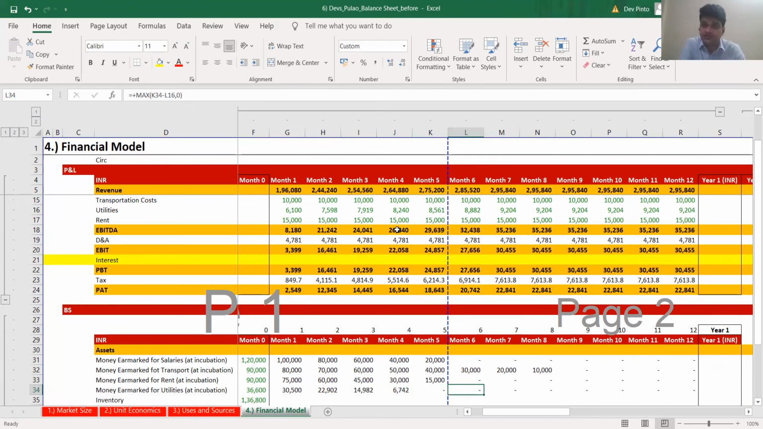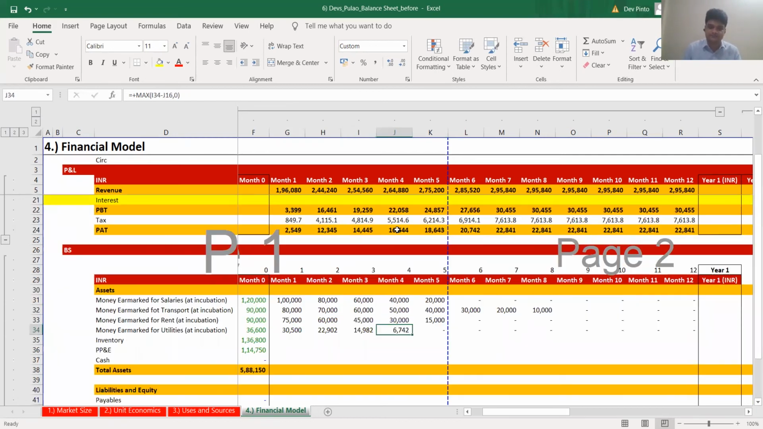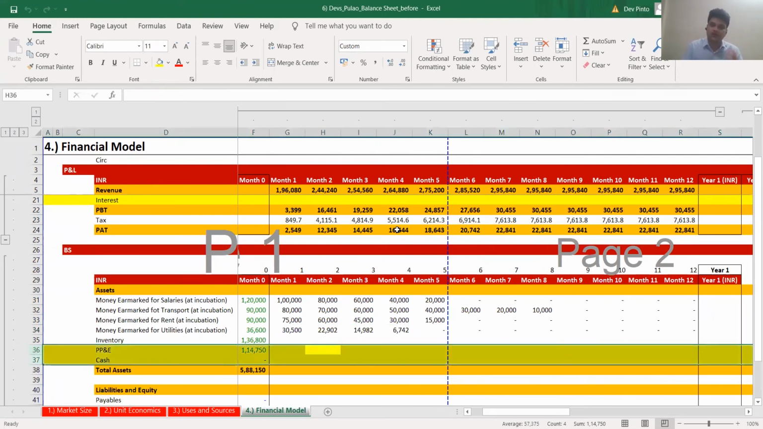Remember, utilities was a variable cost, basis how many units of Pulao that I produce in a given month. Produce more Pulao, I will use more utilities. If I produce less Pulao, I will use less utilities. And hence, because our production ramps up, we're assuming that the amount that you had budgeted for 6 months upfront, with the 6-month unit being the unit of the first month, this balance is going to get exhausted before month 6. We're going to cover PP&E and cash later on once we complete the cash flow statement and the debt schedule. So leave that for now.